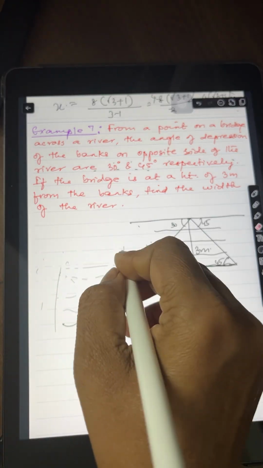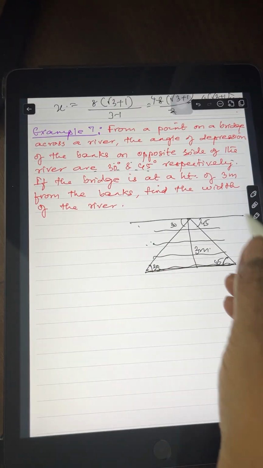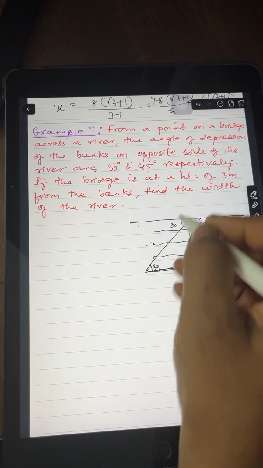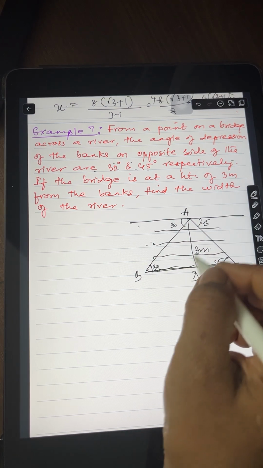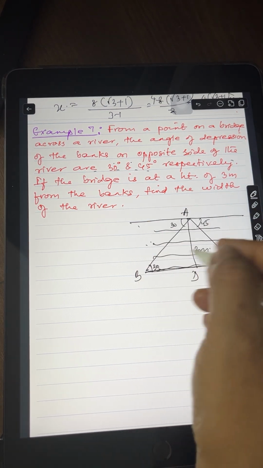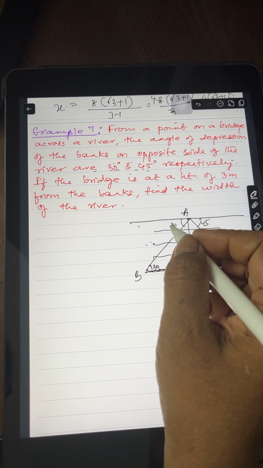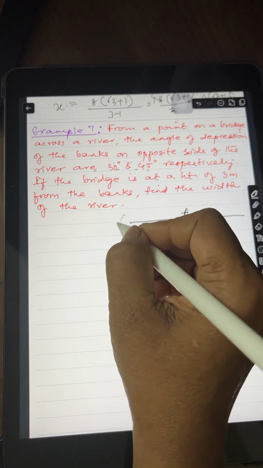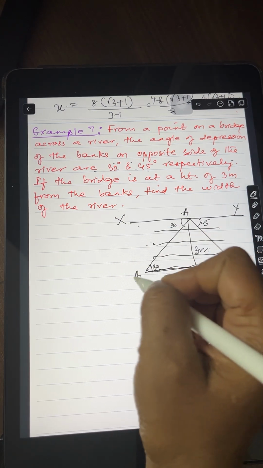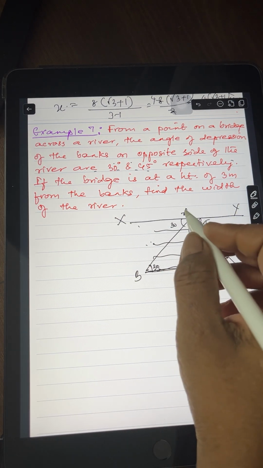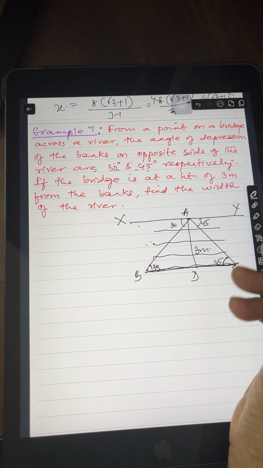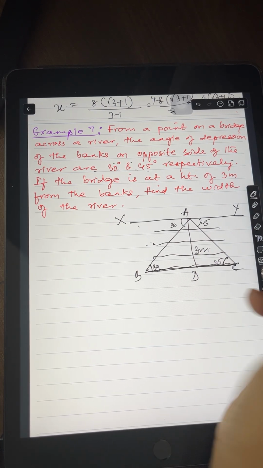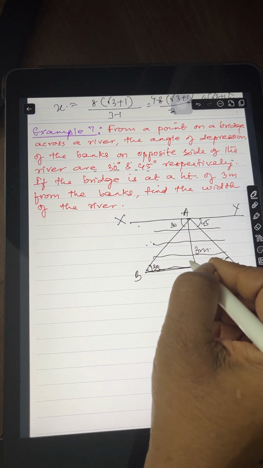Now what you will have to do? You will have to name it again A, B, C. Take this as D. Now write everything: angle of depression. Take this as X and Y. XAB and YAC are both angles of depression. AD is the height of the bridge from the river. That's all. Now you can take this as 90 degree.